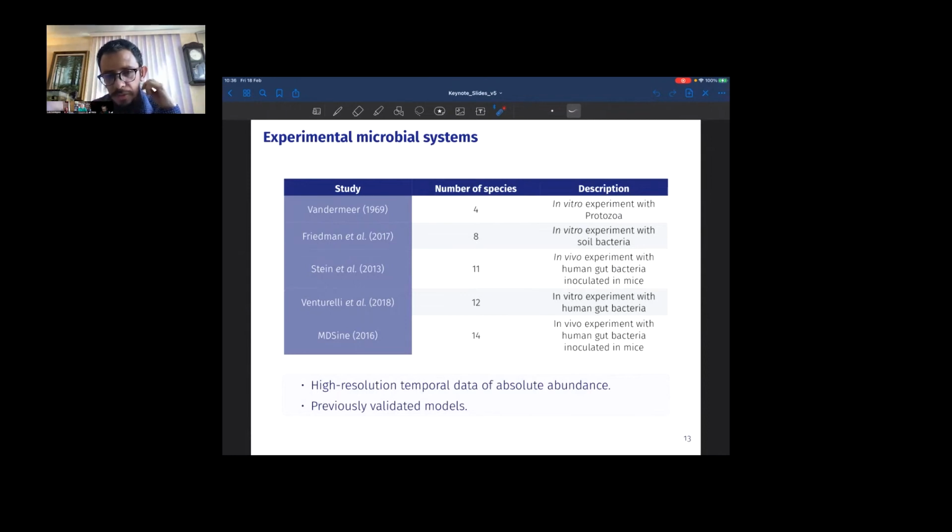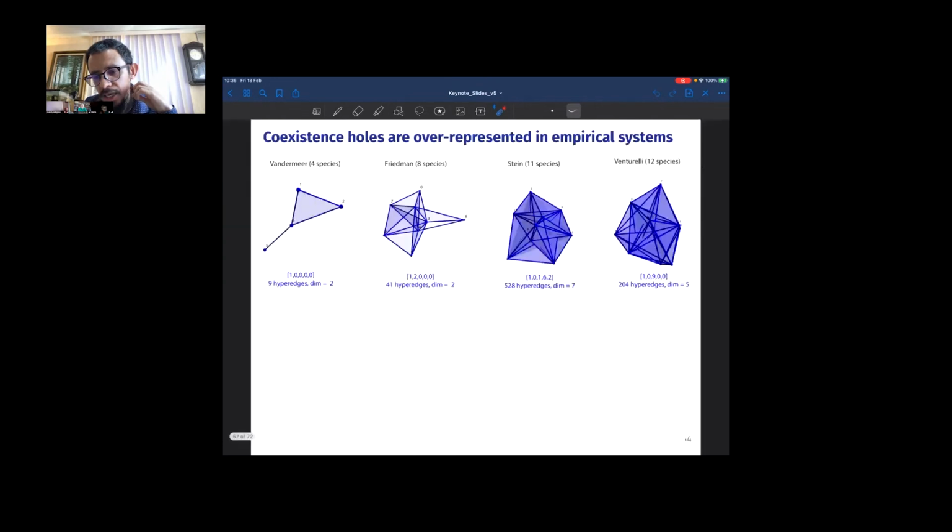And the collection of experimental systems that we can use for this methodology is actually very small, because we need 2 properties to be able to construct the coexistence hypergraphs. First, we need high resolution temporal data of your species. You need to know what abundance of the different collection of species are there. And also, something that was important for us is that the mathematical models that we can leverage to build the coexistence hypergraphs were previously validated, so we don't need to worry about the validity of the models.